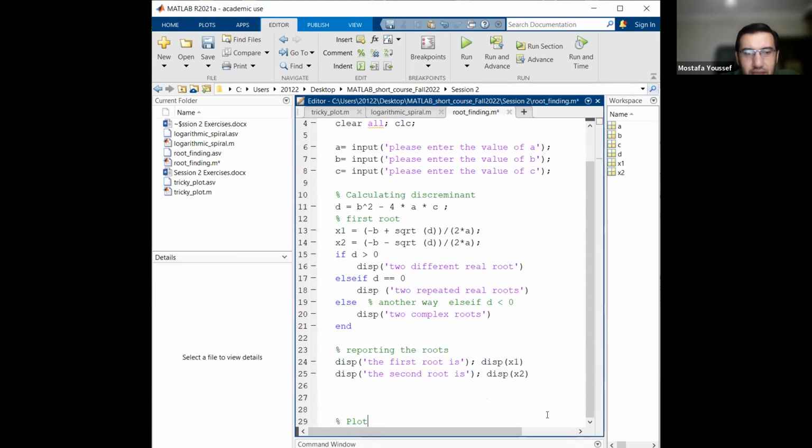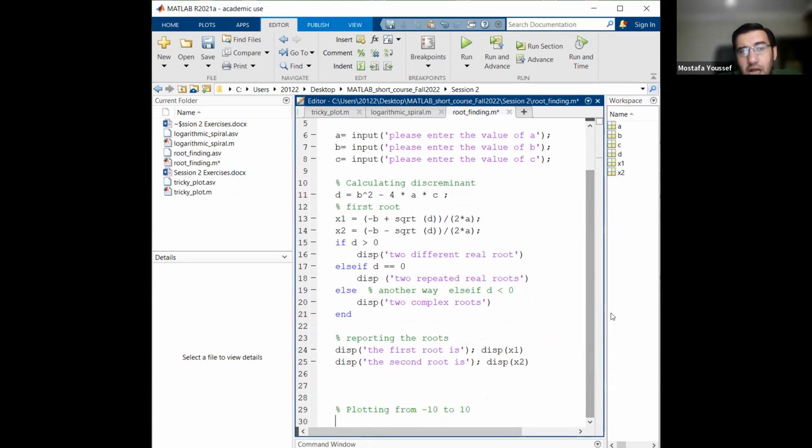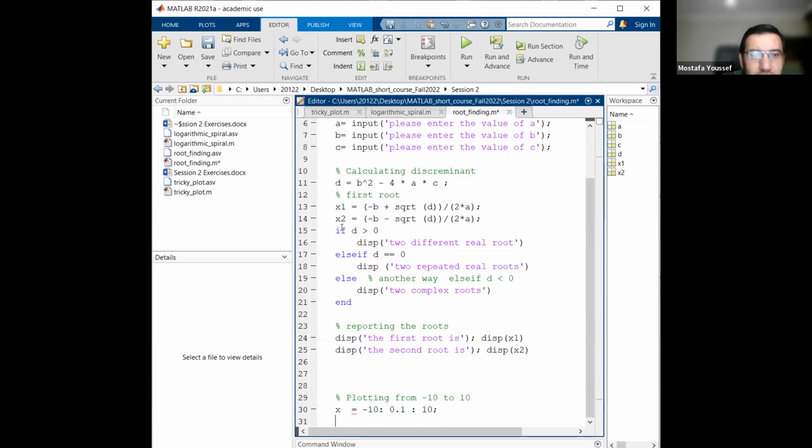So plotting from minus 10 to 10. I haven't used the X variable so far. I've been using X1 and X2. So I'm allowed, I mean, I can use another variable called X. It's gonna run from -10 with a step of 0.1 to +10. And then did I use Y? Nope, I didn't use Y.